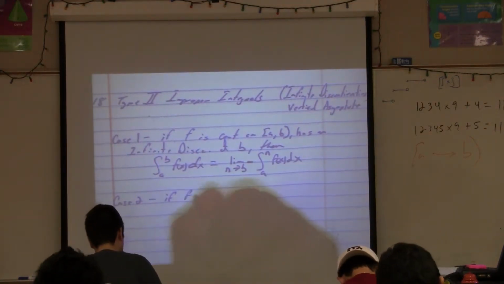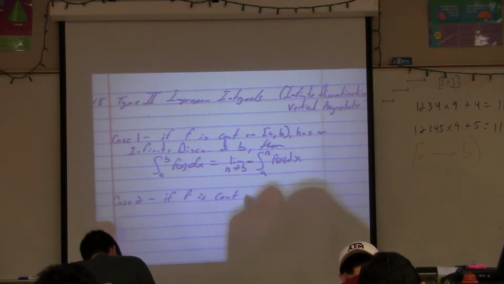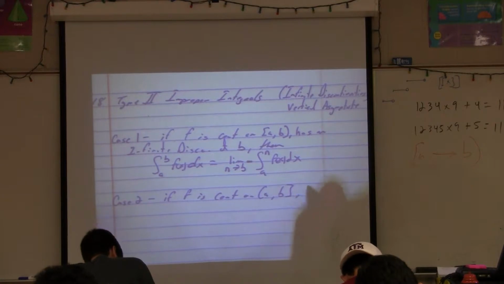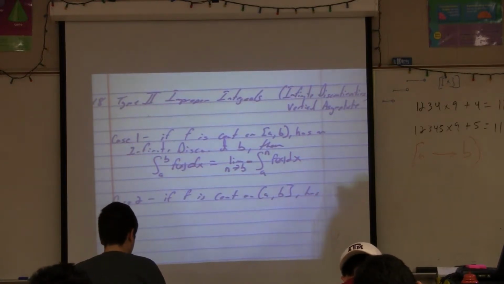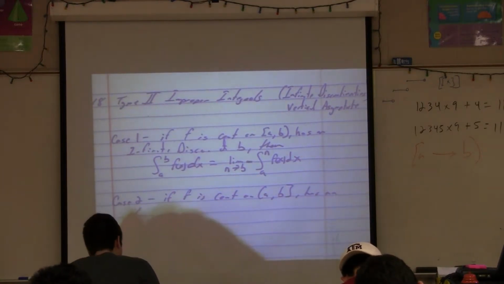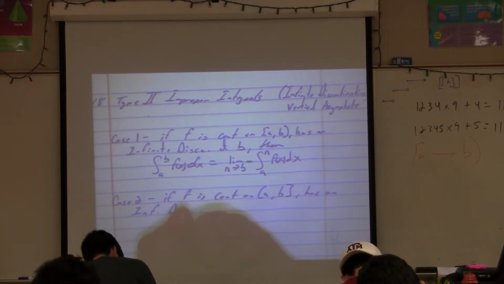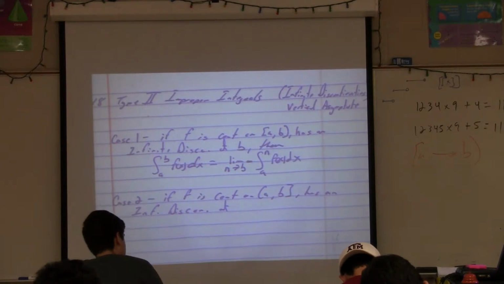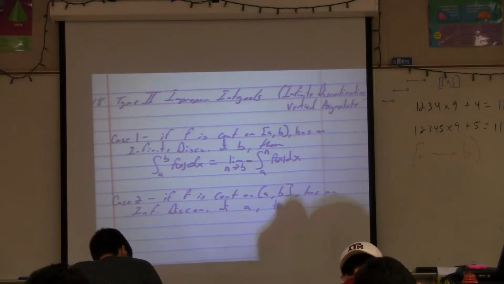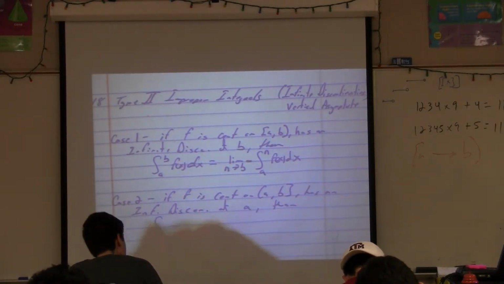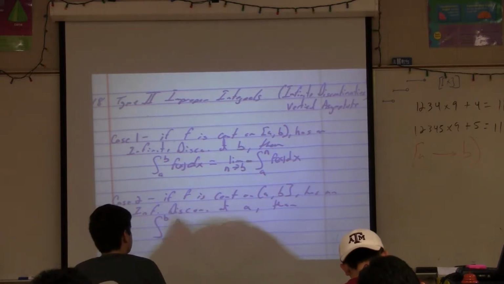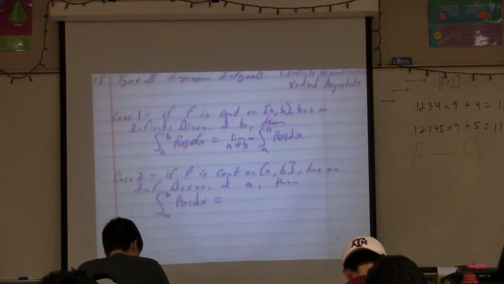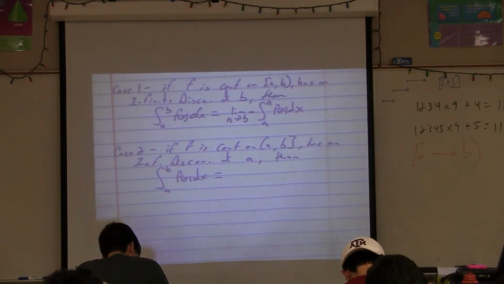So if f is continuous on open interval A to closed interval B and has an infinite discontinuity at where now? At A. At A, then the integral from A to B of f of x would have to be what? The opposite of the top one. Okay, so how would we do that one?